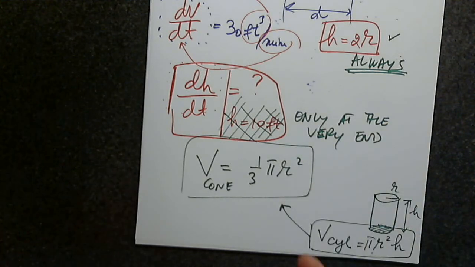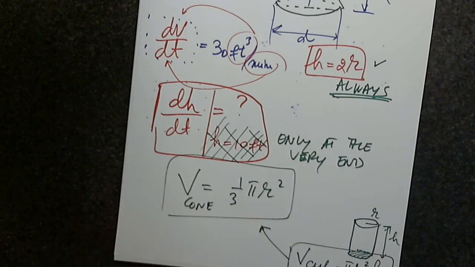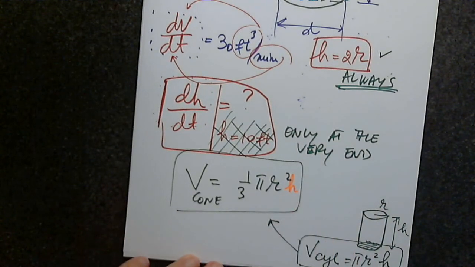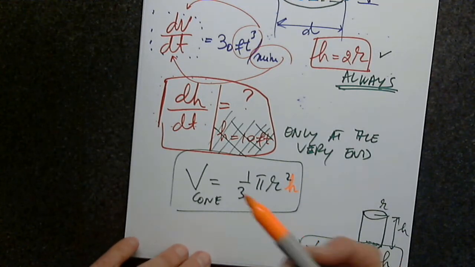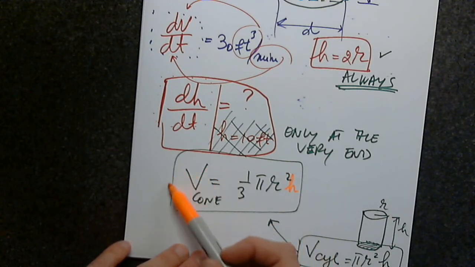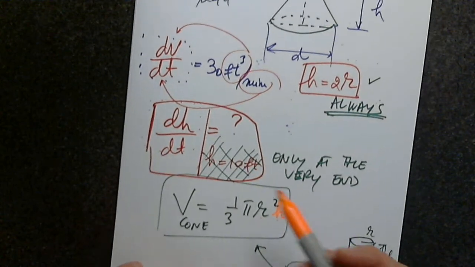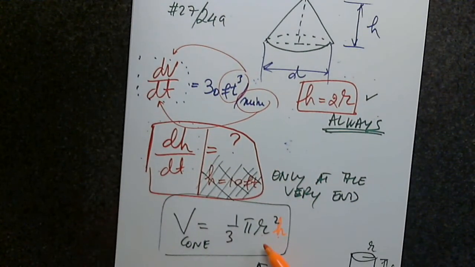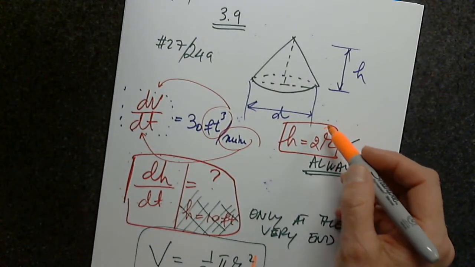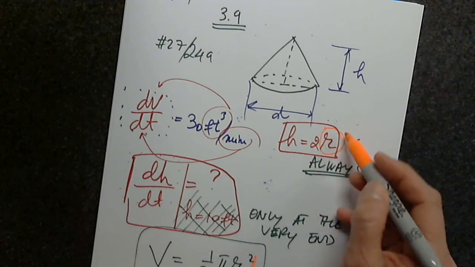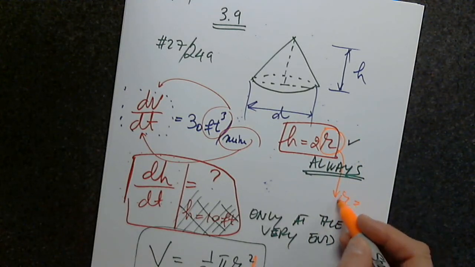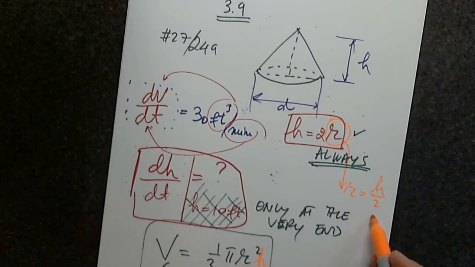Good. So I have h, of course. Sorry. So 1/3 pi r squared h. Good. So I have the volume on one side. I have the radius and the height, but I'm interested in the height and I don't know much about the radius. So of course, I'm going to replace the radius by h over 2 in here.